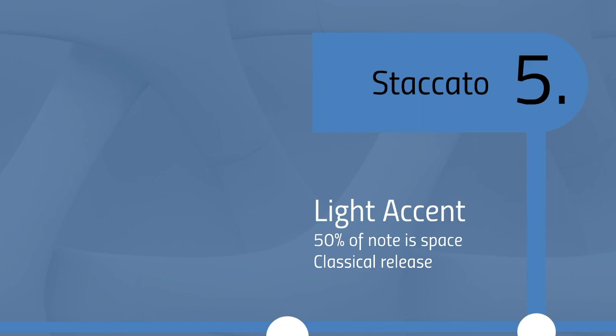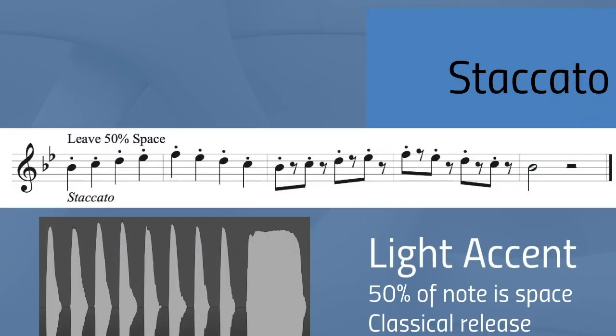Staccatos can be interpreted in many different ways. You need to decide which one you want for that song. For right now, we want a light accent, 50% of note is space, and a classical release. You can see an eighth note space between every note. Then when you look at the sound wave, you see all that space. There's not a really hard accent on those.